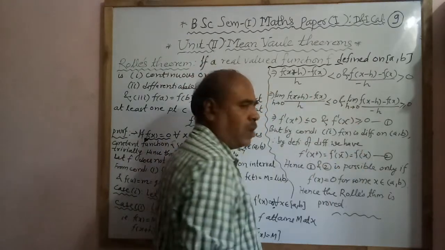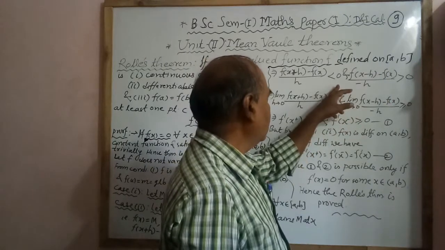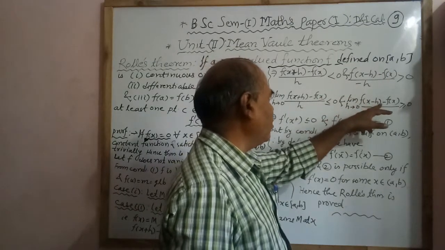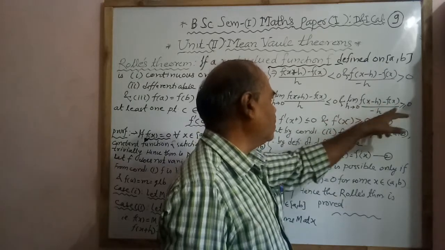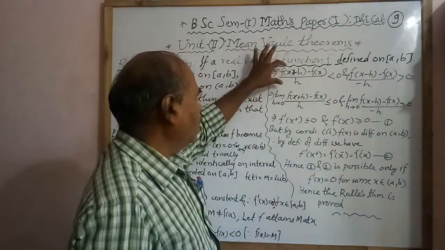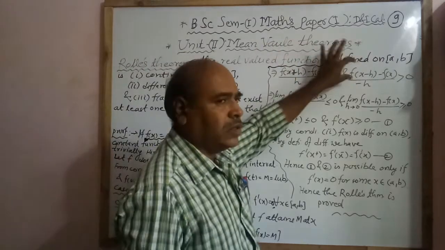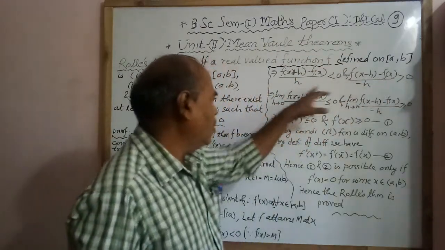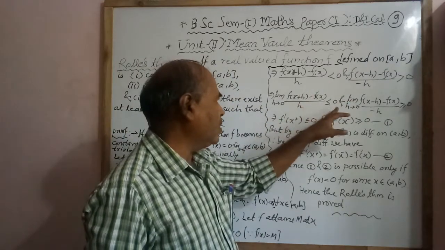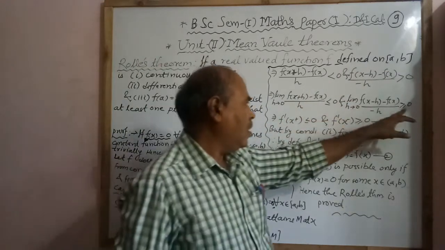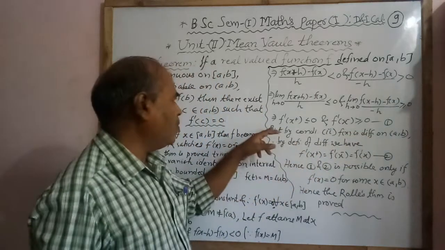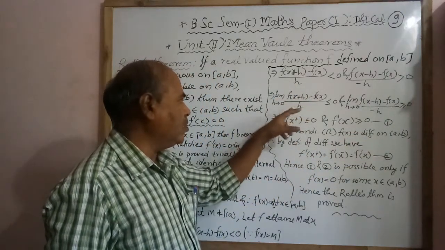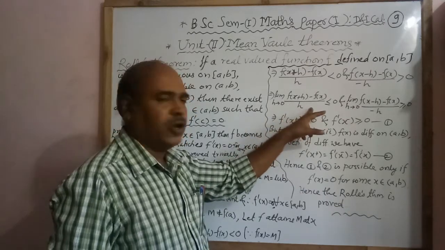is less than or equal to 0, and the second limit, as h tends to 0, f(x minus h) minus f(x) divided by minus h is greater than or equal to 0. Now this ratio is less than or equal to 0 and this ratio is greater than or equal to 0. Here we take the left hand limit and right hand limit, we have less than or equal to 0 and greater than or equal to 0. Therefore, by definition of derivative, this limit is nothing but the derivative.